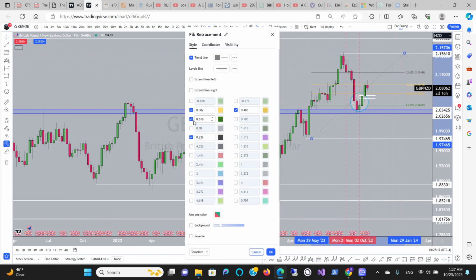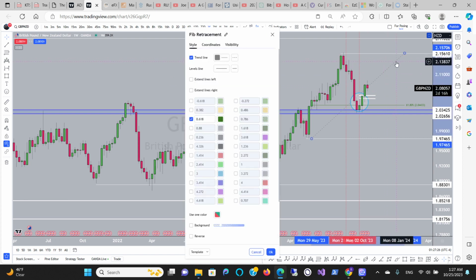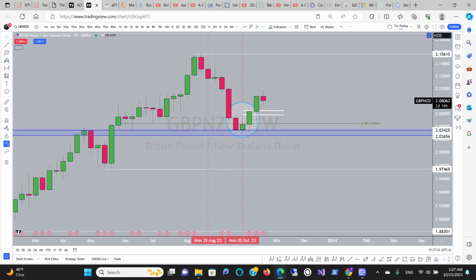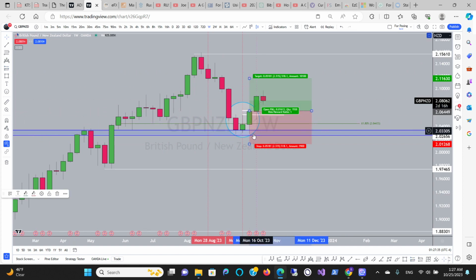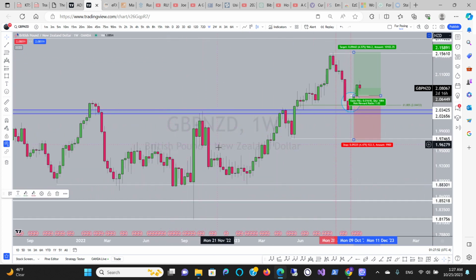This pullback was a 3-2, but it was a 618 pullback. A 618 pullback at support, right? And our stop loss could be under this swing low here. Right? You need to target a 1-to-1. Target that high. That's what it seems to be doing.